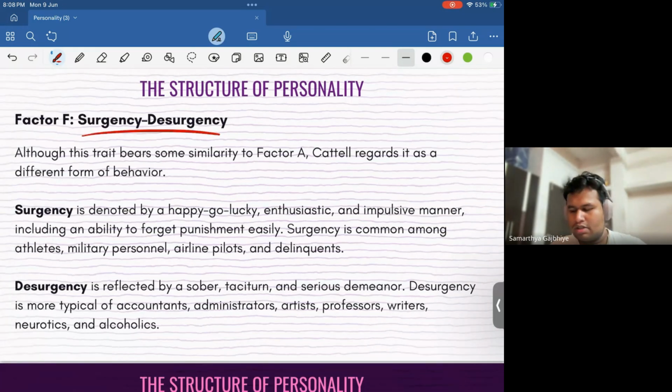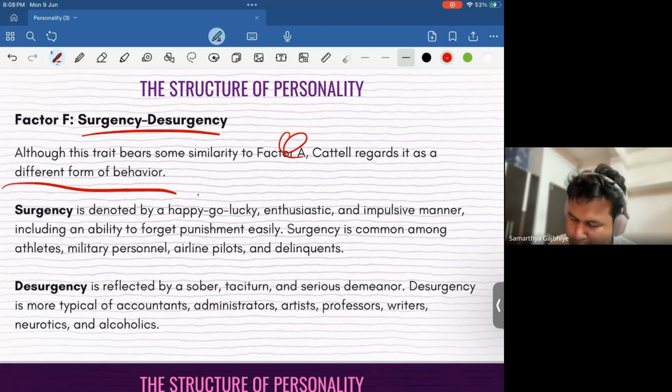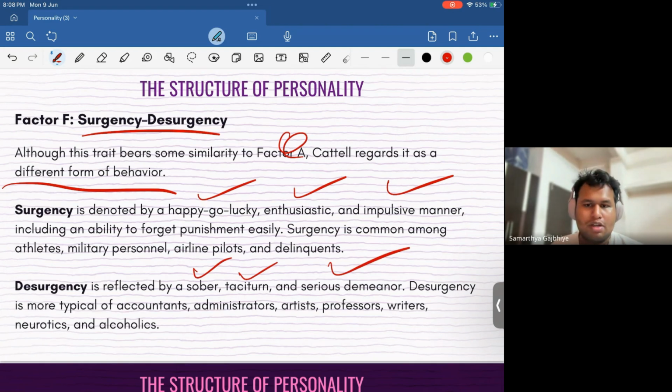Surgency, desurgency. This trait bears some similarity to factor A. Cattell regards it as a different form of behavior. Okay. Surgency is happy-go-lucky, enthusiastic, impulsive, and desurgency is a sober, taciturn, and serious demeanor. Right? You see some people, right? They go on trips and they're very happy. Oh my God, let's go out. Let's just look everywhere. It's so good. And you've gotten off a 24-hour train journey. किसी का पैर टूट गया है, someone is vomiting, and this person is just happy go lucky. Okay. Forget punishment easily. Desurgency may have a serious, sober, taciturn demeanor. Okay.